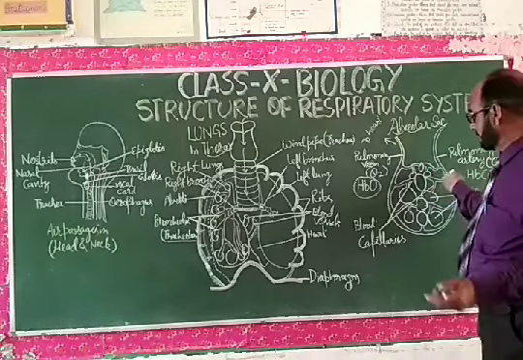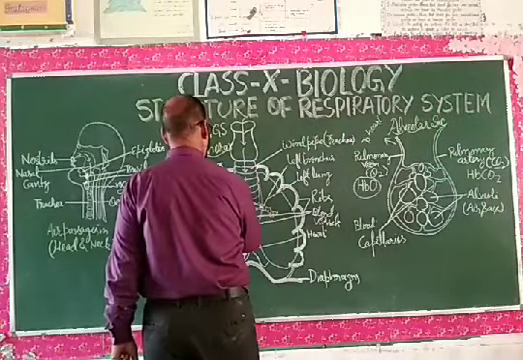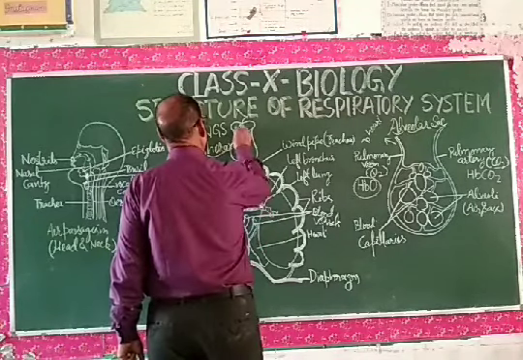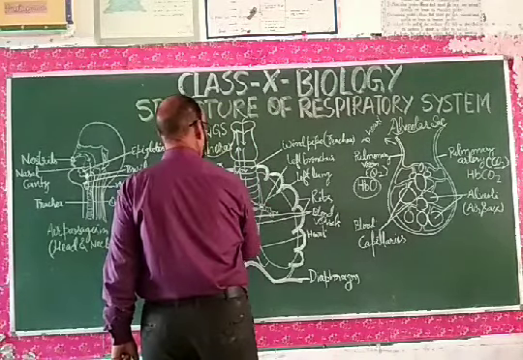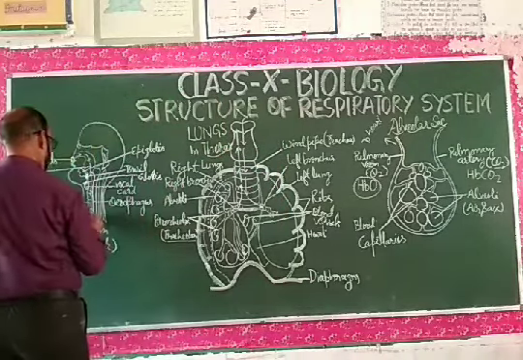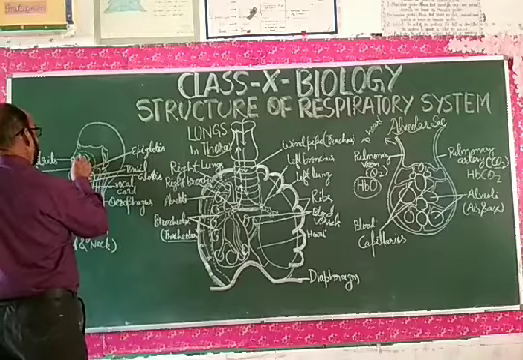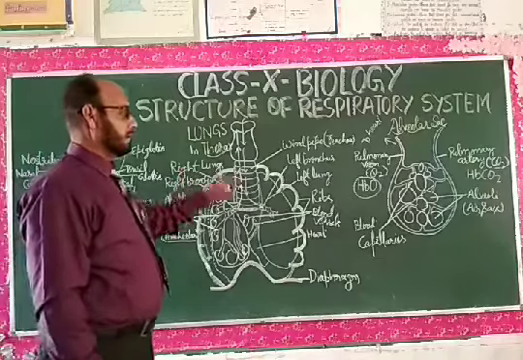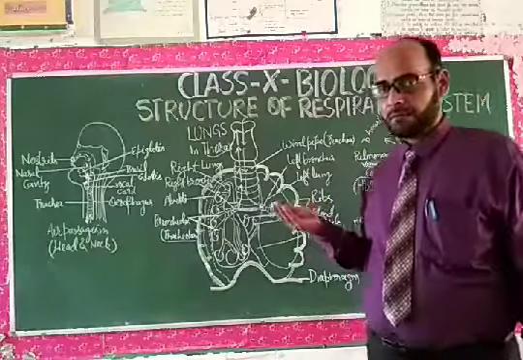And when this carbon dioxide gets collected in the air sacs, this CO2 goes outside of the body via the bronchus and trachea, which results in the exit of the carbon dioxide through the nasal pore. Therefore, my dear students, this is the diagrammatic representation of the respiratory system of human.